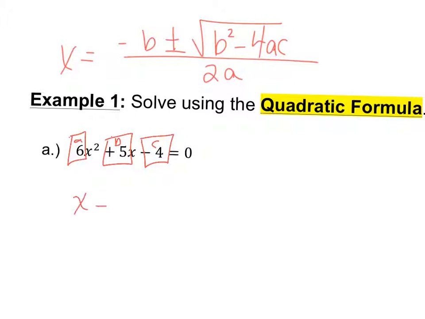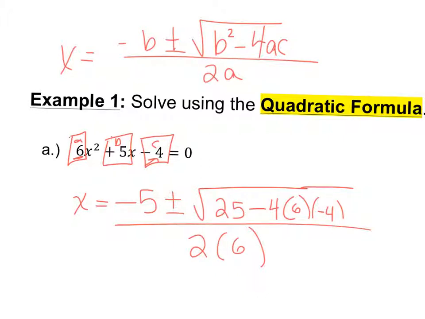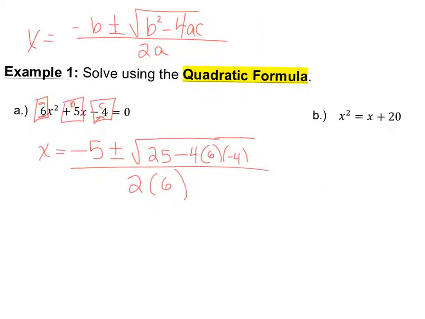So you would write x is equal to the opposite of 5, because that's what b is, plus or minus means you're going to add. You're going to go negative 5 plus the square root of b squared, which is 25, right? Because 5 squared is 25. So b squared minus 4 times a, which is 6, times c, which is negative 4. And then all of that is being divided by 2 times a, which is 6. So then I have to do the order of operations, making sure that I'm working with what's inside of the square root as if it was a parentheses first.